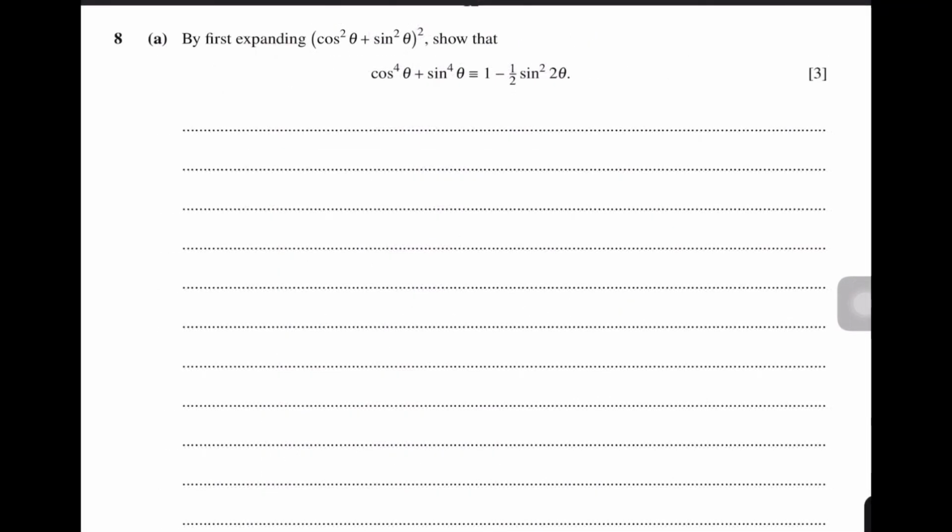By expanding cos square theta plus sin square theta, whole square, show that cos to the power 4 theta plus sin to the power 4 theta is identical with 1 minus half sin square 2 theta. cos square theta plus sin square theta equals 1. Let us square on both sides.